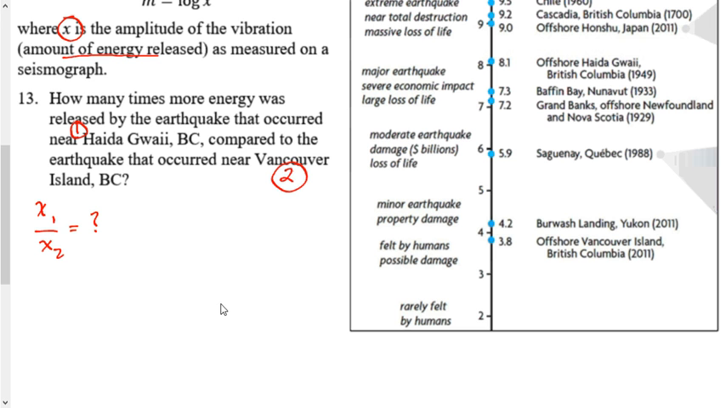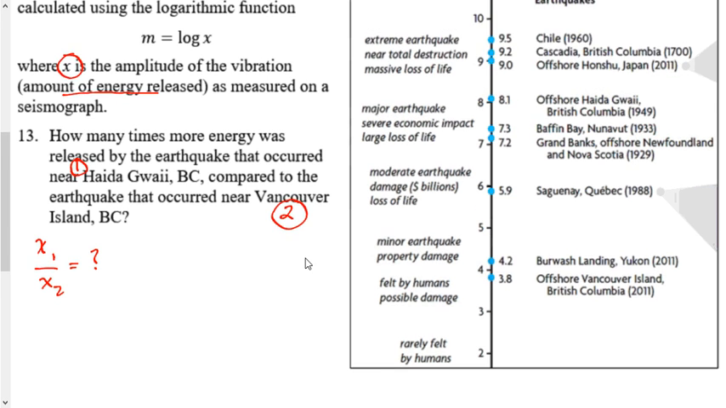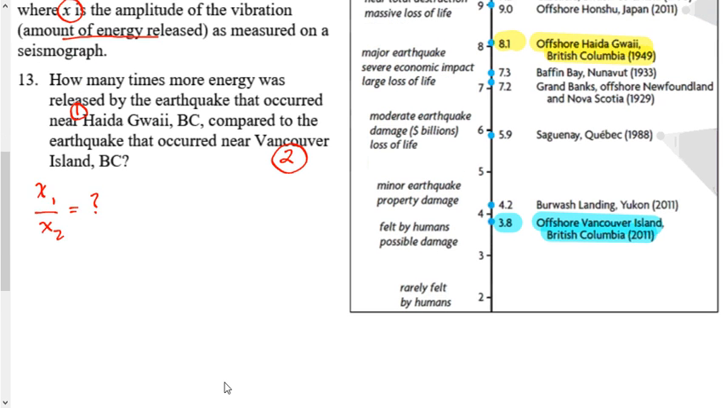Now, we need to find the magnitudes. So over here, we look at our chart and we can find up here, there's the offshore Haida Gwaii, British Columbia. That was 8.1. And then we come down, we see here 3.8. That's offshore Vancouver Island in 2011. So those are the two Richter numbers or magnitudes that we're going to use for a comparison. So we'll scroll down a little bit again here. Can't see the equation up there, but you can see it on your page.